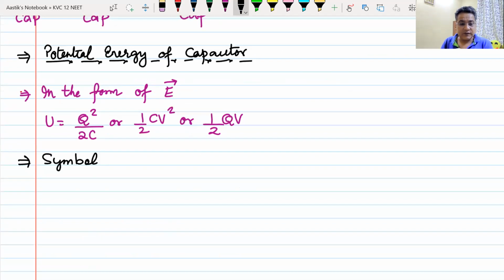Now, what is the symbol of a capacitor? The symbol of a capacitor will be two straight lines like this. One of them would be a positive plate, the other one might be the negative plate. So you can write plus or minus like this. Have you noted it down? Yes, sir.